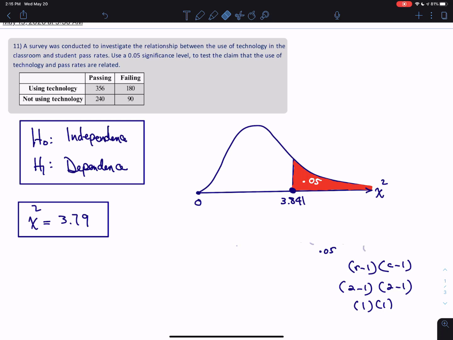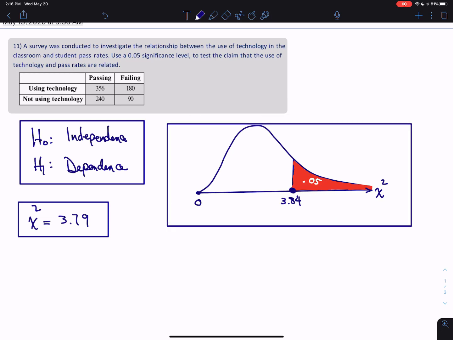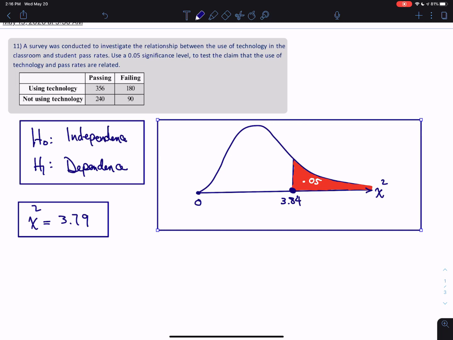I can erase this now. And you know what? Since I used 2 decimal places for my test statistics, why don't I just use 2 decimal places for my critical value as well? So instead of writing 3.841, I could just write 3.84. Doesn't really make a difference. So let's see. Now, so that's my step 3. So there's my step 3.